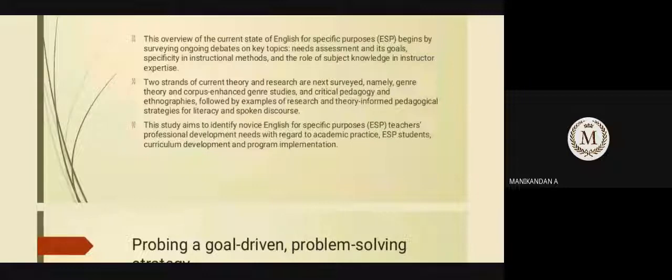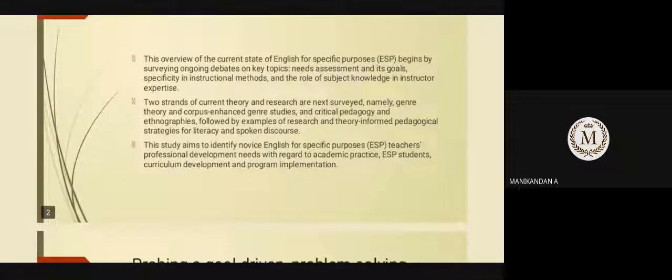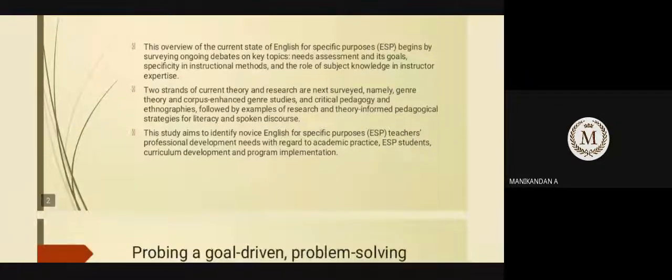So the ESP assesses needs and integrates motivation, subject matter, and content. The ideas and teaching methods from general English classes can be transferred to English for Specific Purposes classes. The current state of ESP begins by surveying ongoing debates on key topics such as needs assessment and its goals, specifically in instructional method and the role of subject knowledge in instructor expertise.